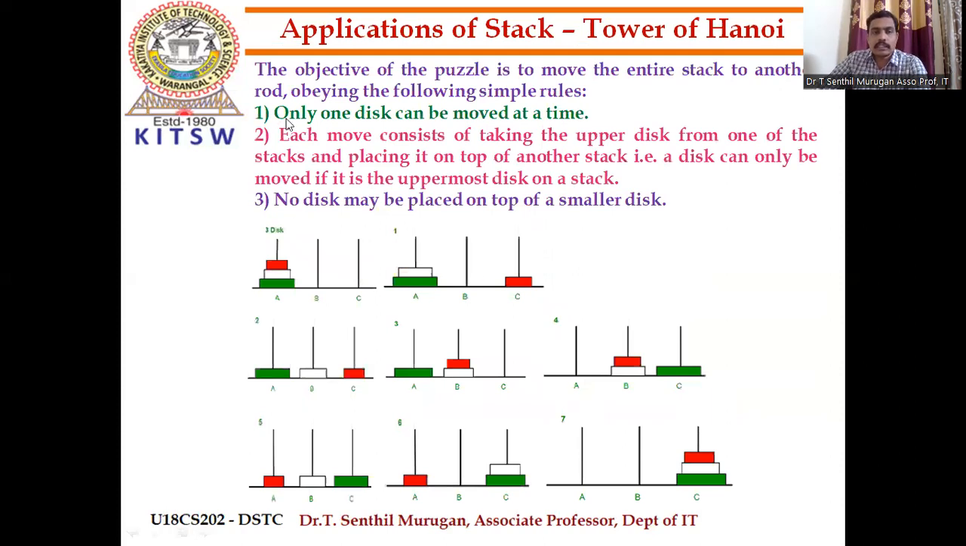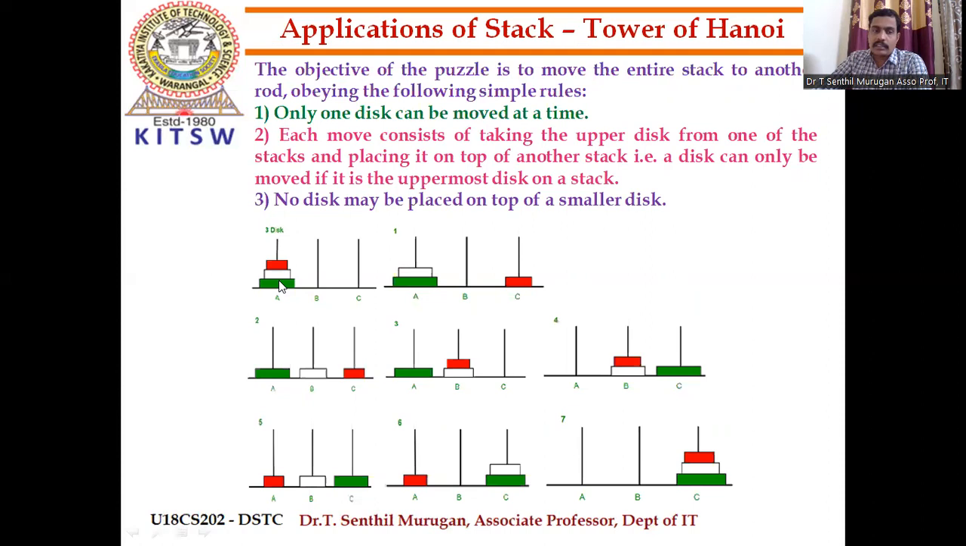What is the first condition? Only one disk can be moved at a time. You can move only one disk at a time. What is the second condition? Each move consists of taking the upper disk from one of the towers and placing it on top of another stack. So now we are coming to the stack concept. A disk can only be moved if it is the uppermost disk on a stack. No larger disk may be placed on top of a smaller disk.